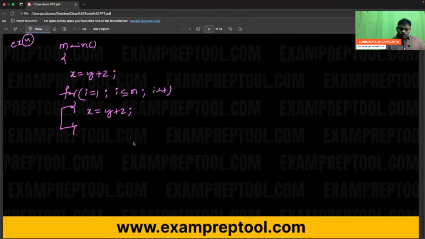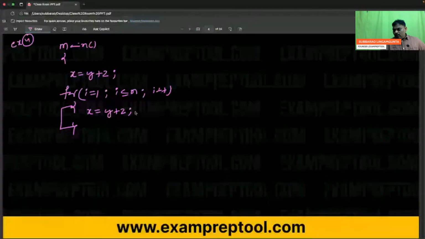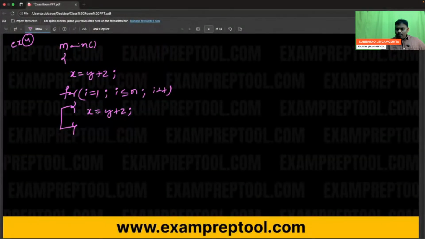If I don't keep the bracket, it has the same meaning, right? Whenever there is only one statement inside the bracket, no need to keep the bracket. If the bracket is not there, for each i value only one statement will execute. Whenever there are more statements, then only keep the bracket, right? If at all only one statement, no need to keep the bracket.